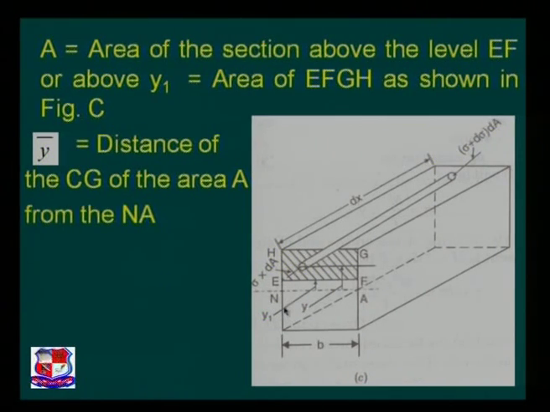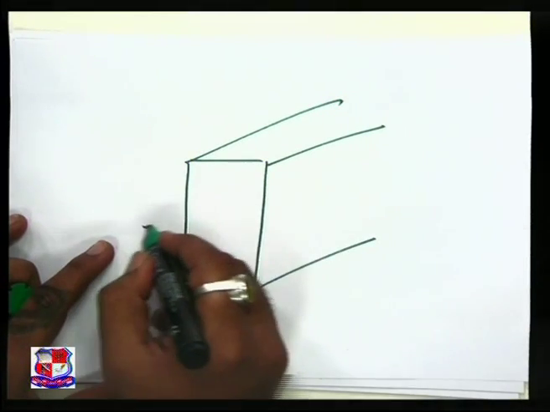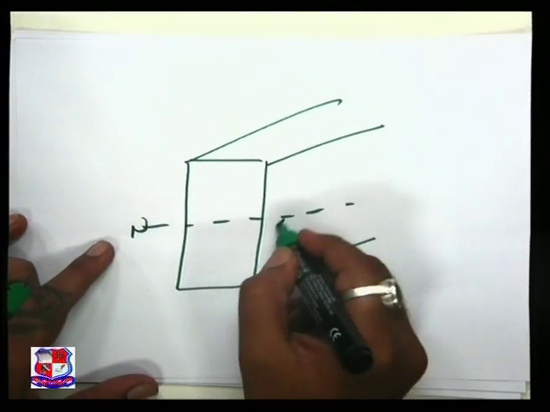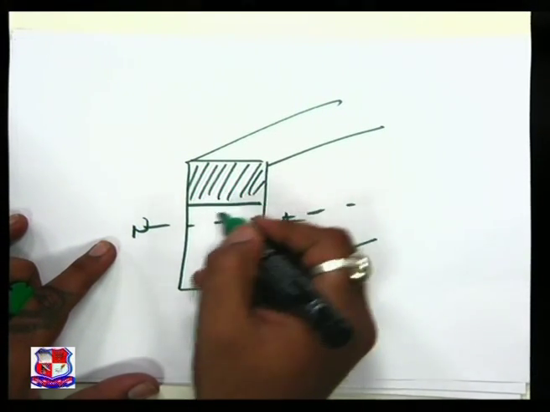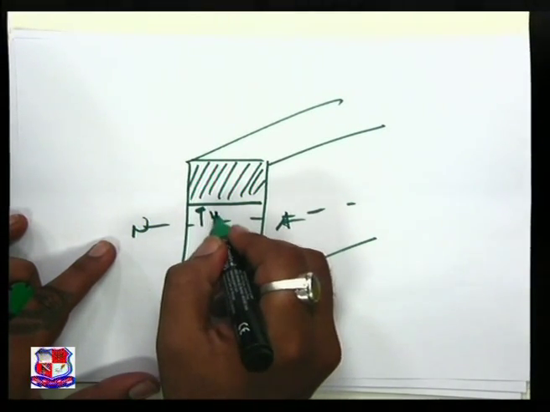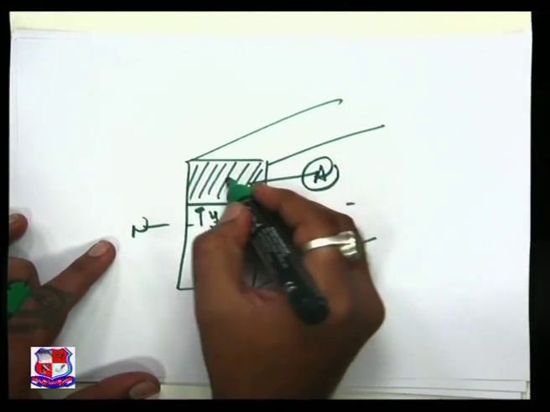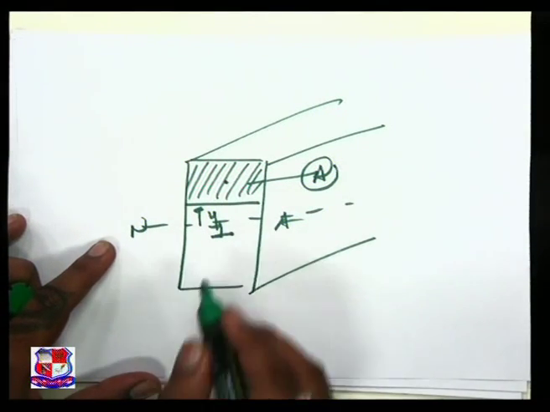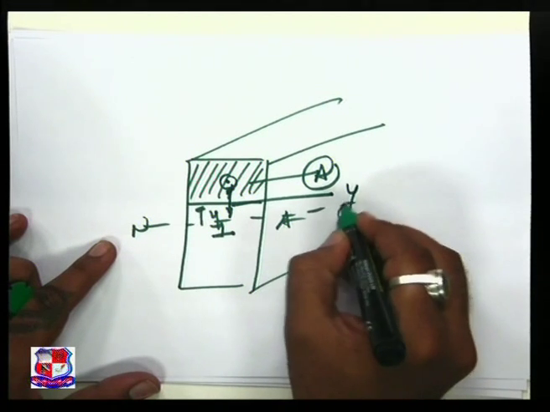Let us understand this, what will be the statement y bar on this figure. So this is the cross section. This will be my neutral axis. This is my hatched area which is available y1, and this area is nothing but the area A, and the distance of CG, this is my CG, to this neutral axis is y bar.